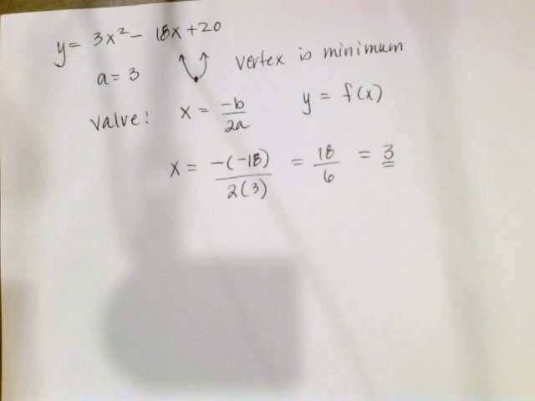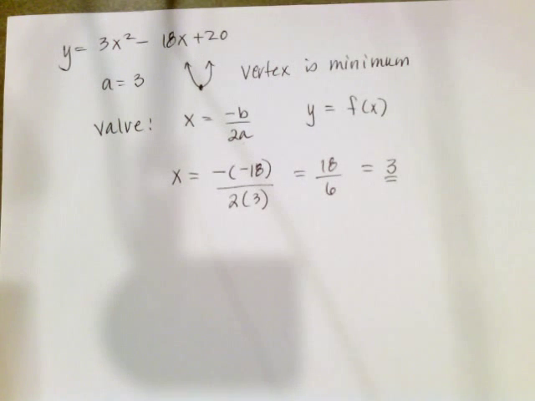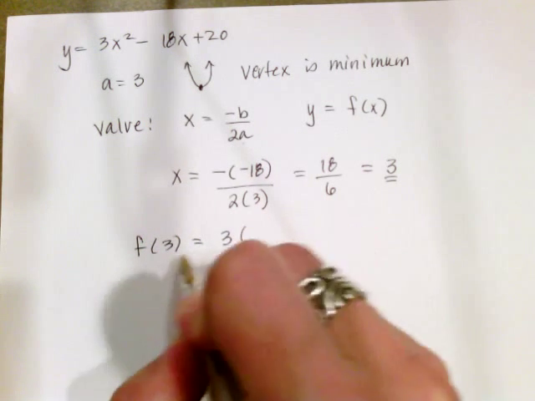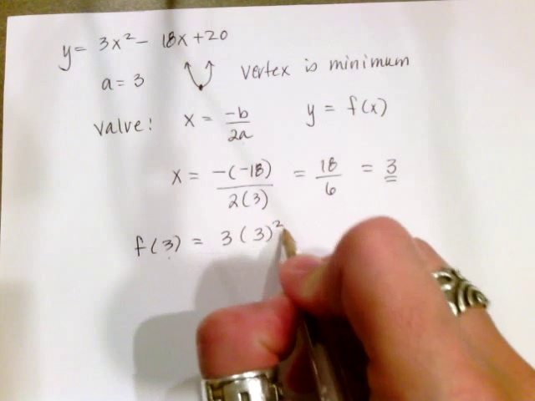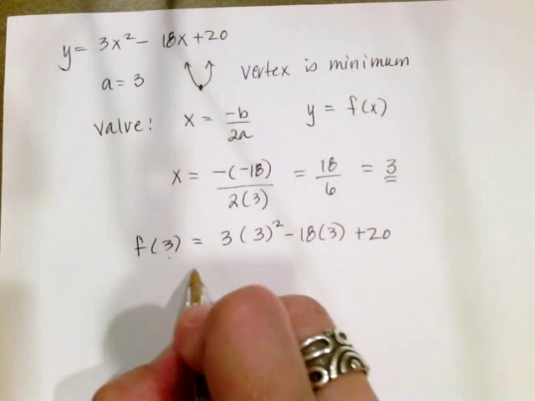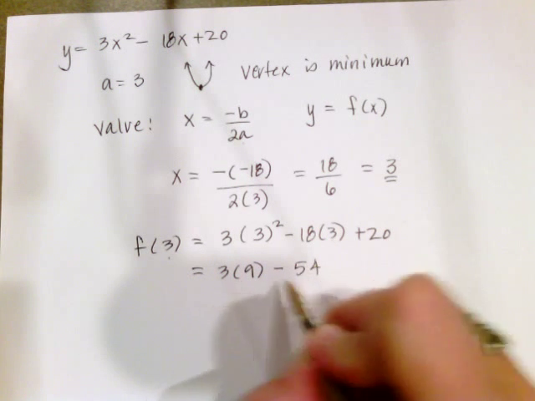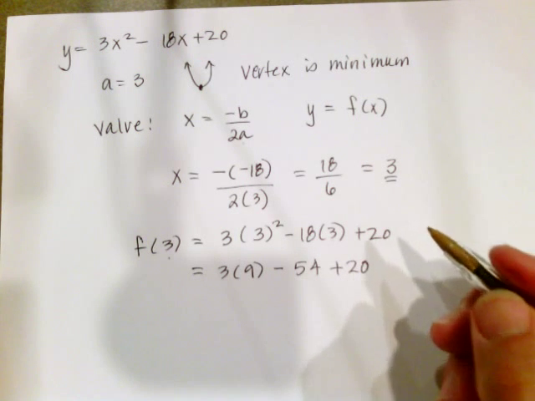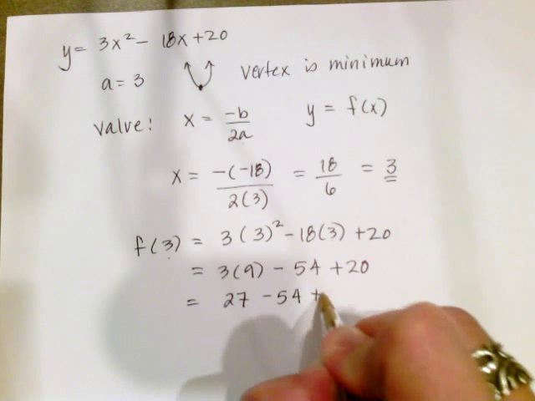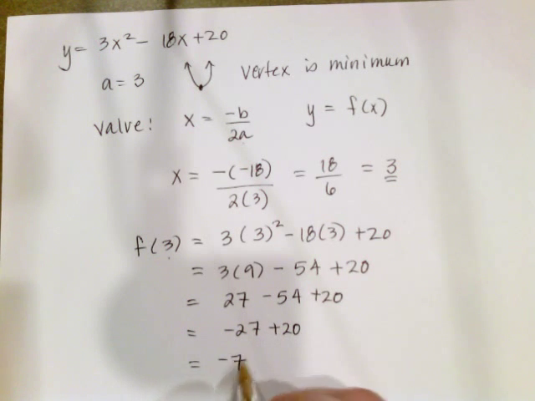Now this is my x value of the vertex, and I'm going to substitute that back into our function. Okay? So then my f of 3 is going to become 3 times 3 squared minus 18 times 3 plus 20. If I simplify, I'm going to get 3 times 9 minus 54 plus 20. And then if I simplify, I'm going to get 27 minus 54 plus 20, and then I get a negative 27 plus 20, and so I get a negative 7.